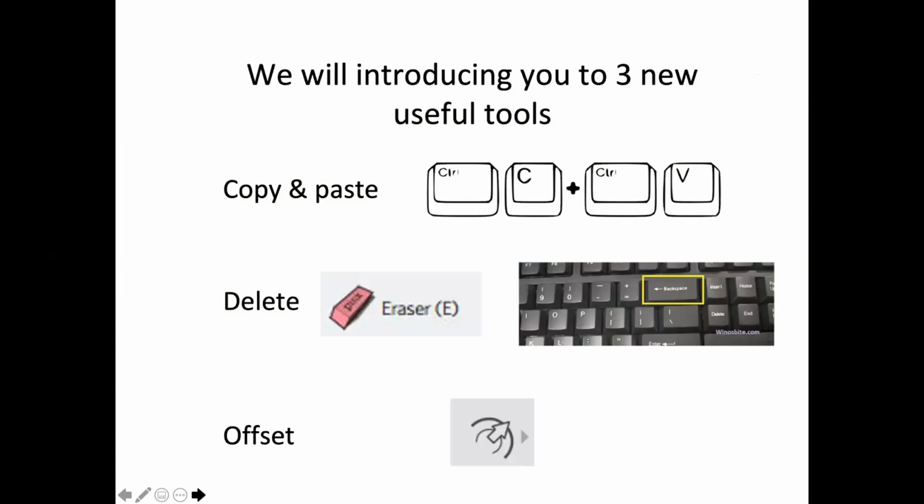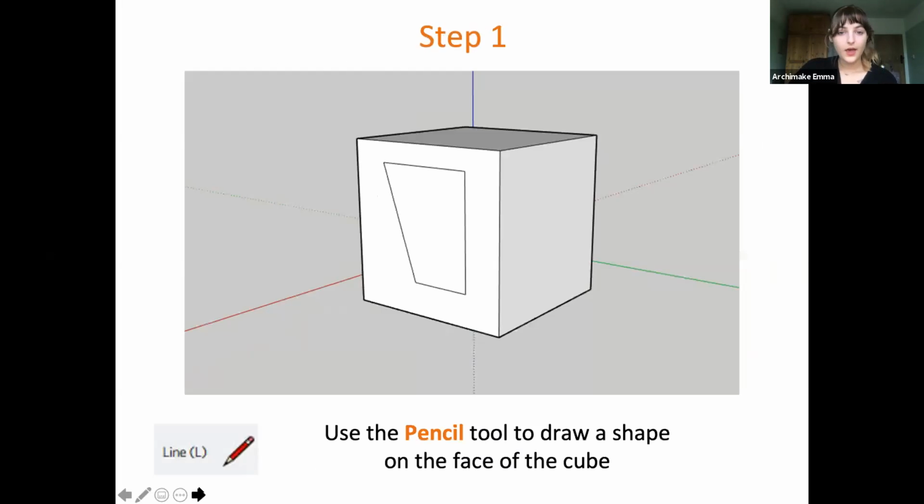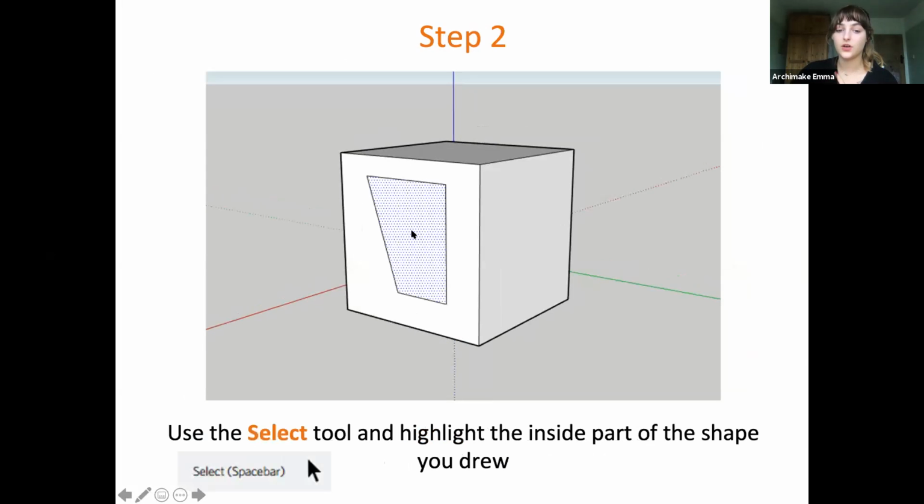All right. So we're going to teach you some new tools. So how to offset, how to delete things, and how to copy and paste things. So the first step is that you're going to draw any kind of shape that you want inside the face of one of your cubes. And then you're going to select or highlight the internal area.